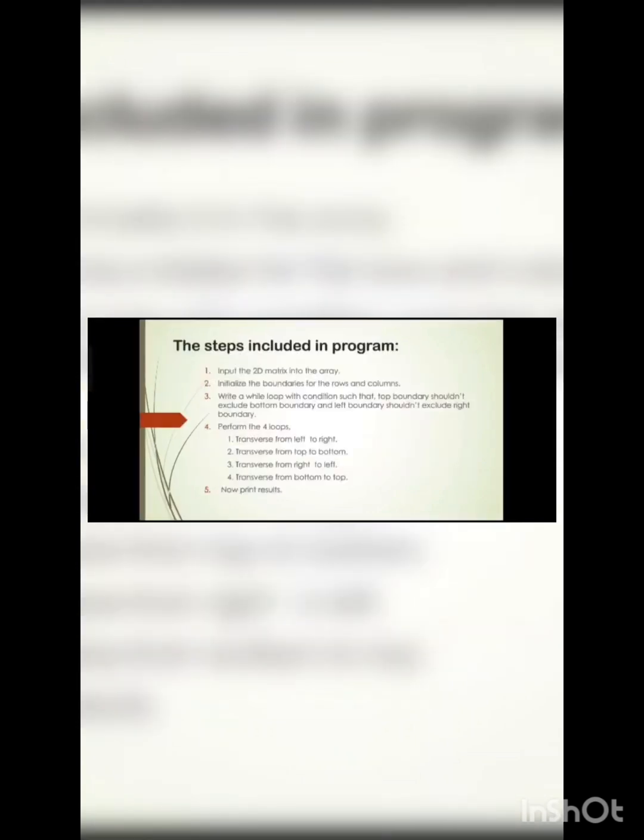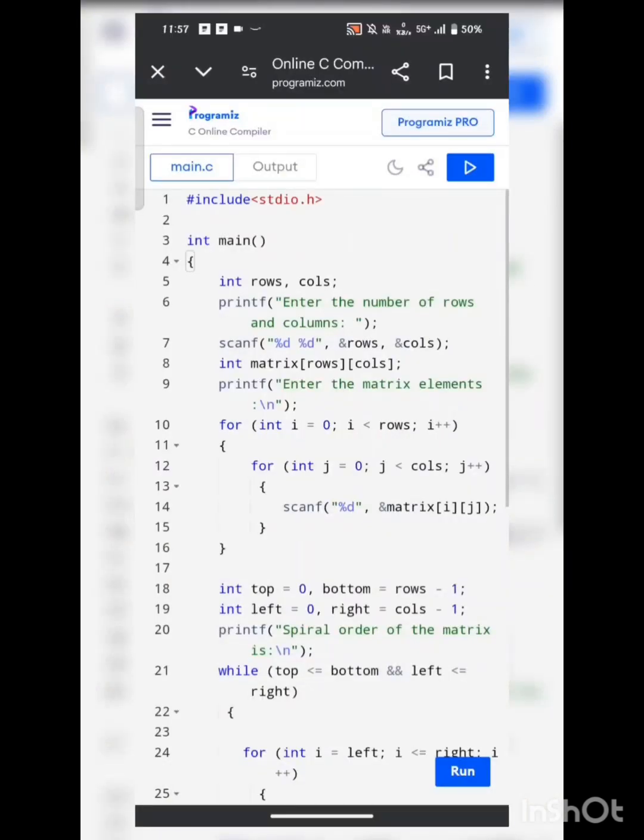The steps included in the program: input the 2D matrix into the array, initialize the boundaries for the rows and columns, write a while loop with conditions such that the top boundary shouldn't exceed the bottom boundary and the left boundary shouldn't exceed the right boundary. Perform the 4 loops: traverse from left to right, traverse from top to bottom, traverse from right to left, traverse from bottom to top. Now print the results. Now we'll go into the program.